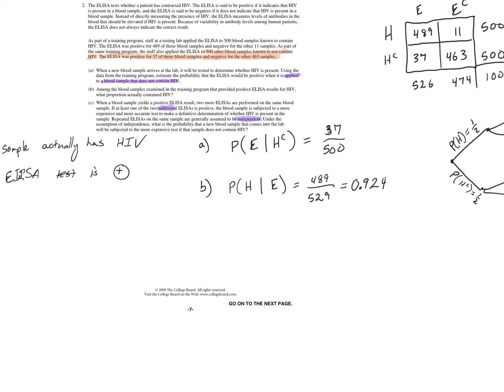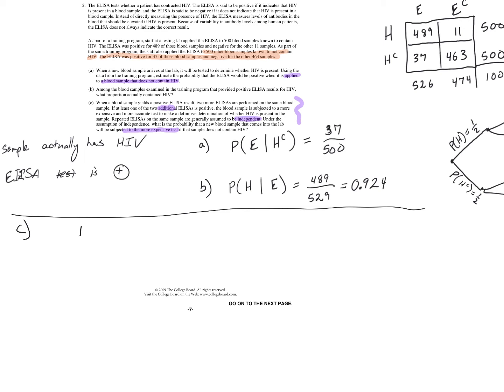Under the assumption of independence, what is the probability that a new blood sample that comes into the lab will be sent to the more expensive test? So that means it's got to match all the things they just described here, if that sample does not contain HIV. So when we're doing part C, there are a few things that happen here. One, in order for it to get any additional testing at all, it's got to be positive. And so it's got to be E.